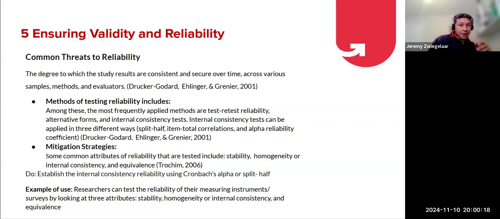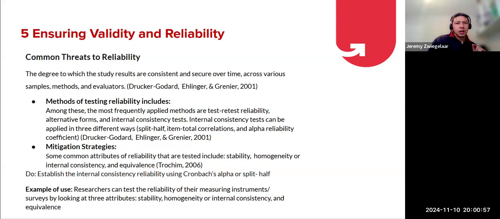So there are common threats to reliability as well. Reliability is the degree to which the study results are consistent over time. It needs to be secure across various samples, methods, and evaluators. What I mean by that is that if we're asking the same set of questions, we should get similar results and findings from different samples, even if you're asking different people or different groups.